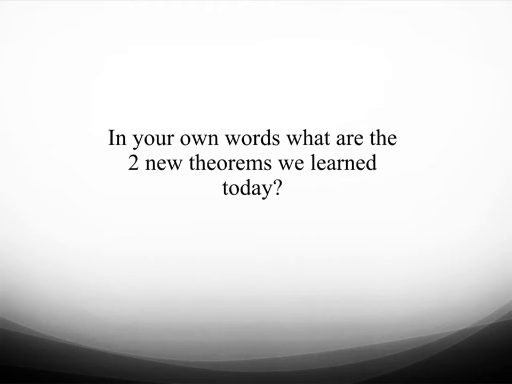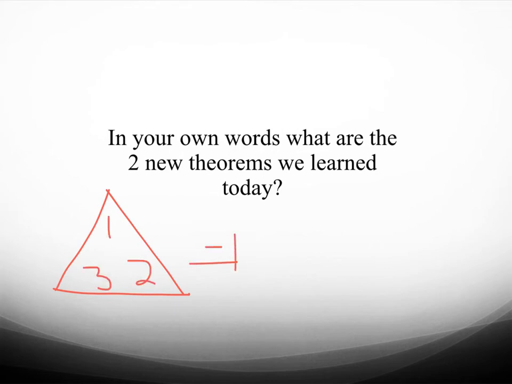In your own words, what are the two new theorems we learned today? Let's think about that. Well, the first one is the triangle angle sum theorem. The triangle angle sum theorem states that the three angles in a triangle, angle 1, 2, and 3, all add up to 180 degrees. That's the triangle angle sum theorem.